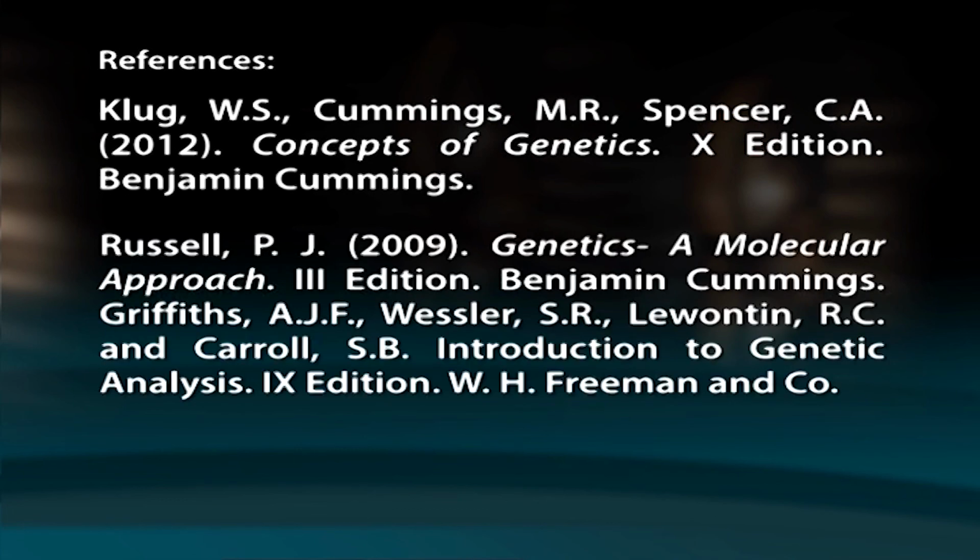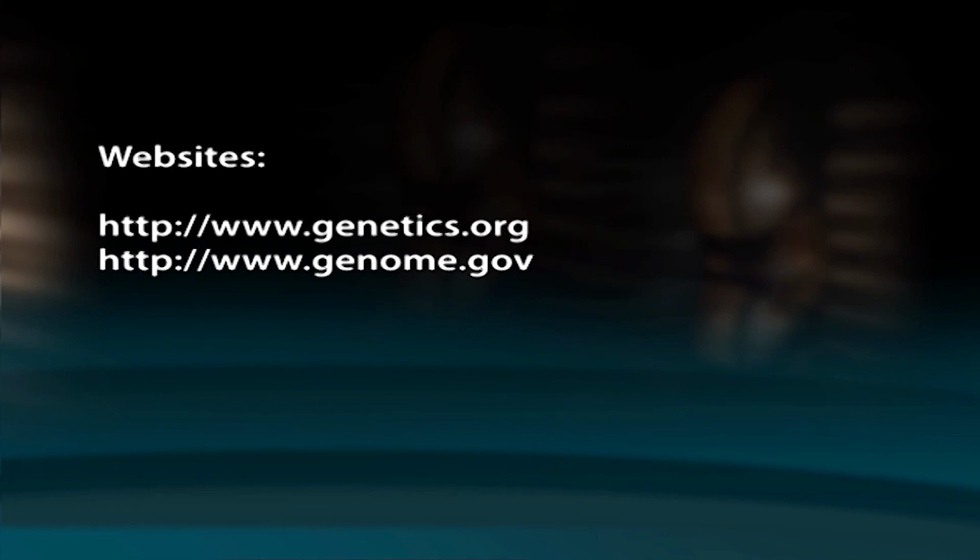A seventh reference is entitled Genetics: A Molecular Approach, 3rd edition. The editors are Benjamin Cummings, Griffiths, Wessler, Lewontin and Carroll. The author of this publication is Russell. It is published by Freeman and Company. The websites where you can find more information on this are www.genetics.org and www.genome.gov.